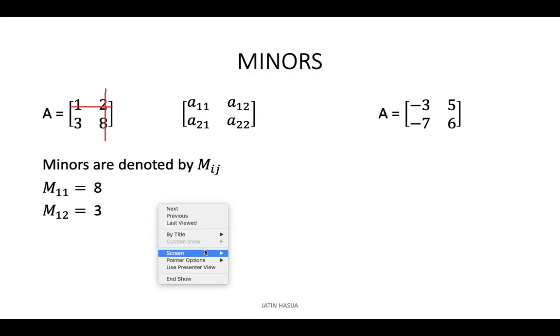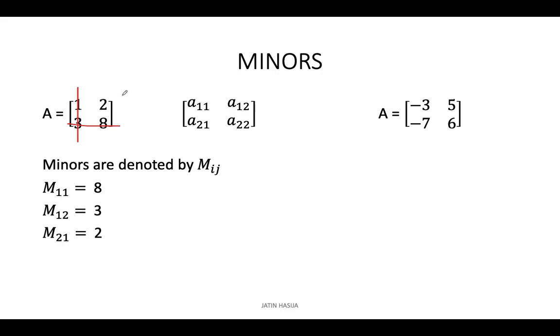Next, after this, what we have is M21. Now, if we talk of M21, means of this element, we will ignore this column and we will ignore this row. The left out element will be the minor. Similarly, for M22, means for this element, we will ignore this row and we will ignore this column. We will have the minor as 1.